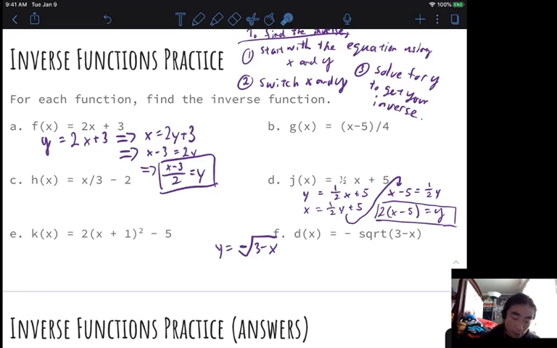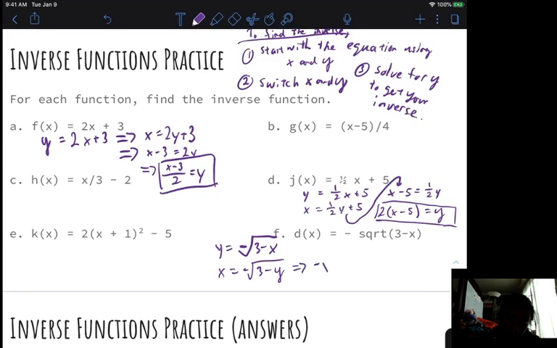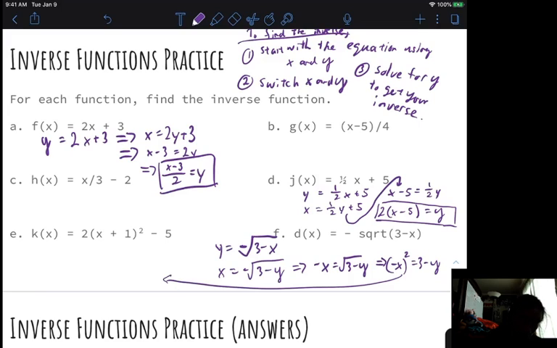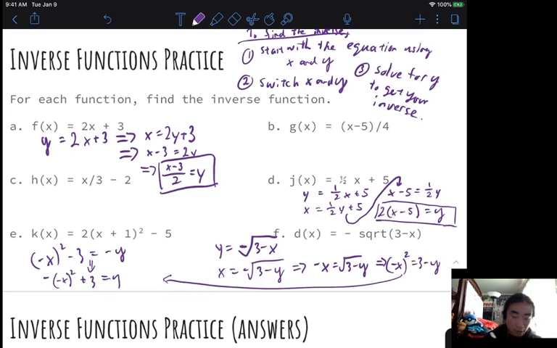Okay, so then where am I? Switching x and y, negative square root, like that. First multiply by negative 1 on both sides, so now we have negative x equals the square root of 3 minus y. Square both sides, negative x squared equals 3 minus y. Okay, I need more space. Then we're going to subtract 3 from both sides. Now we have negative x squared minus 3 equals negative y. And then we multiply both sides by negative 1, so we have negative x squared plus 3 equals y. So then for part D, our answer looks like negative x squared plus 3.